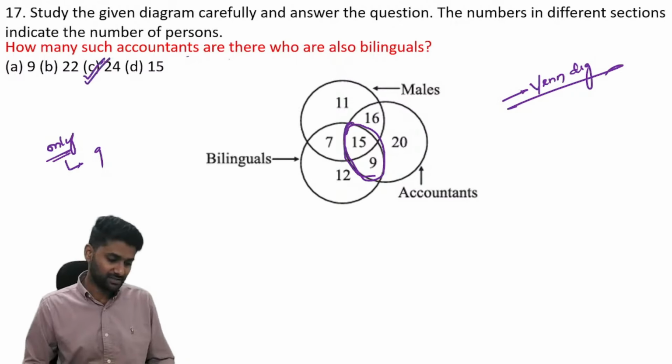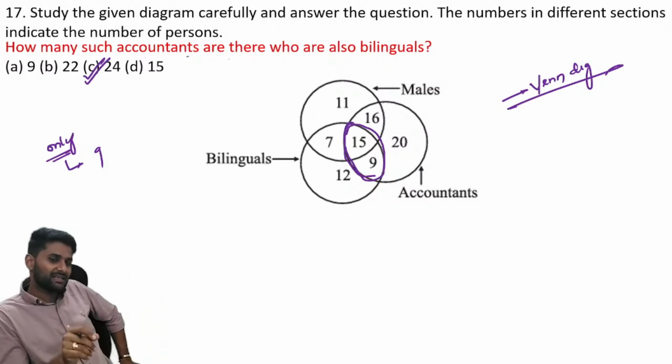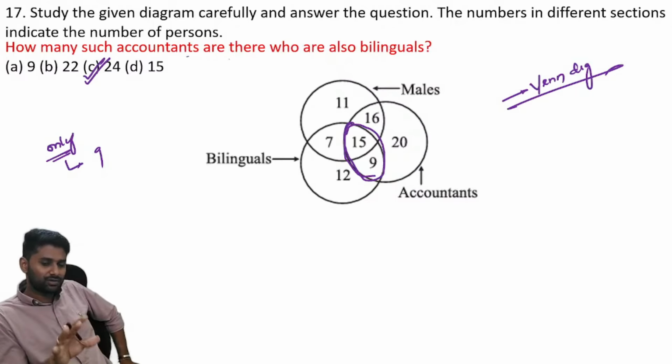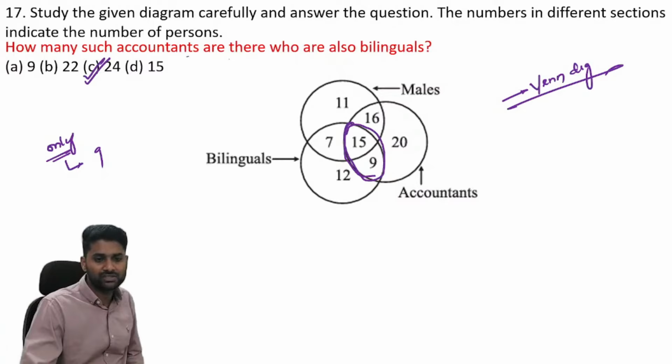Just find the difference. If you want only accountants in bilingual, then the answer is 9. If the question is related to accountants who are part of bilinguals, it is 9 plus 15. Find the difference. If it is only, the answer is 9. If it is not only, the answer is 24. Be careful about this kind of question.